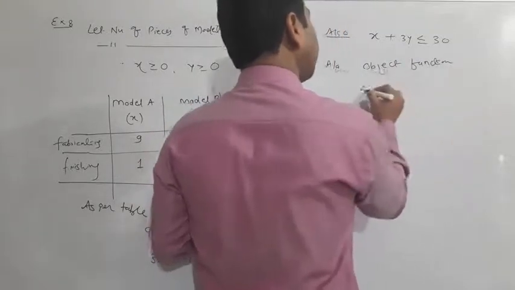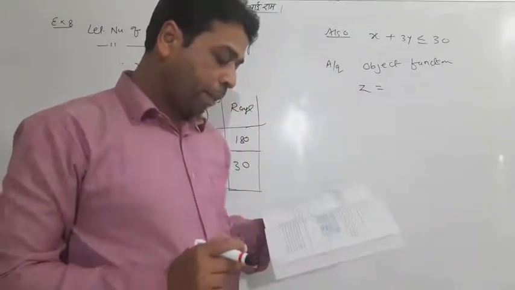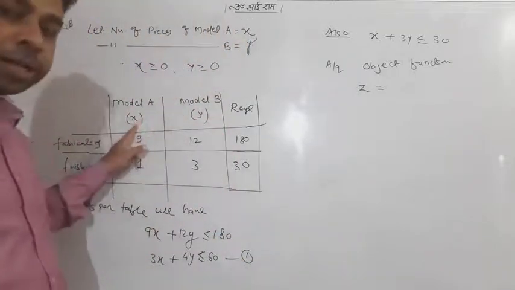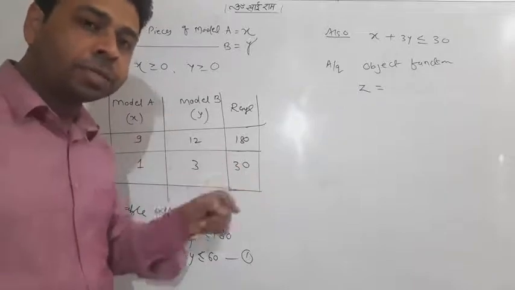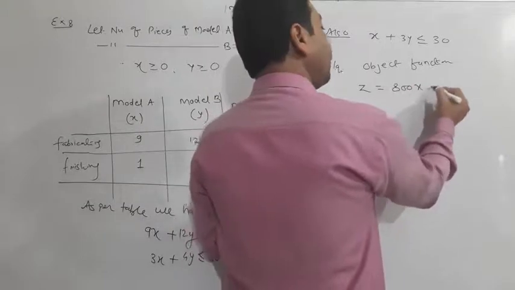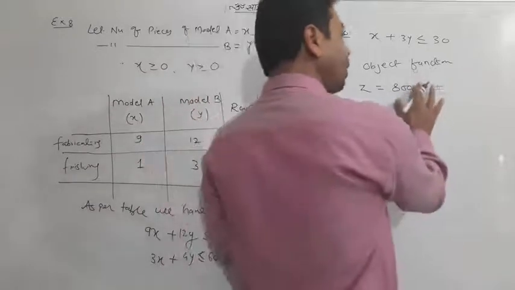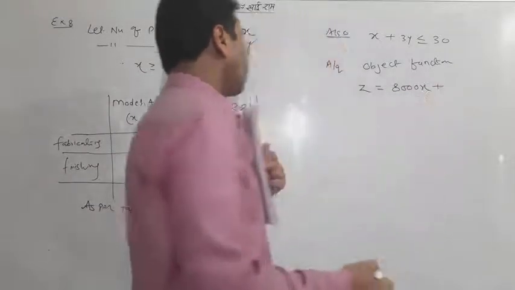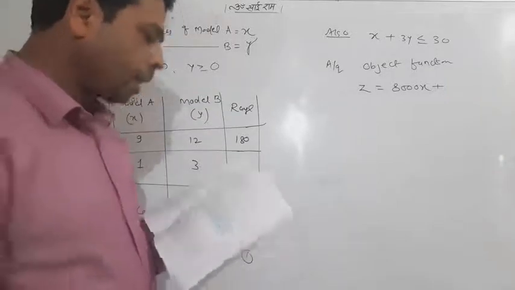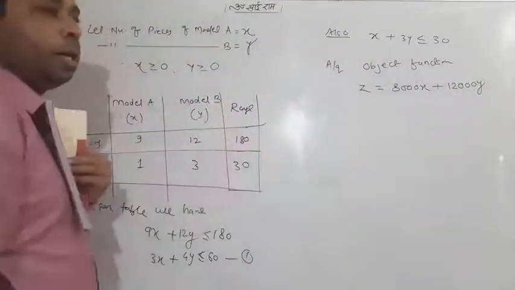So the objective function, how can we get it? Just profit. It is told that the company makes a profit of 8,000 on each piece of model A. The number of pieces of model A is X. So one piece gives 8,000 rupees profit, so on X pieces of model A, it will give us 8,000 into X rupees profit. And the same way, 12,000 into Y will be the profit on model B. So this is your Z.